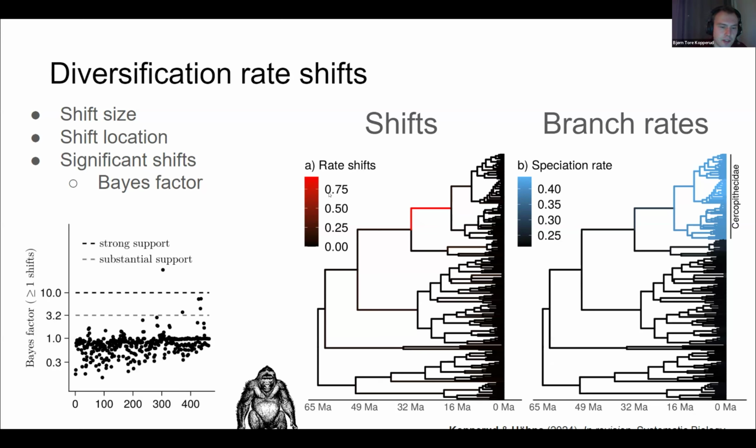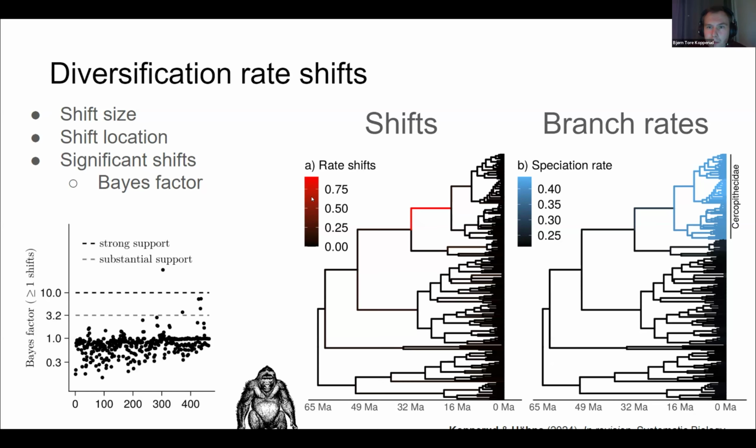And we can also calculate the statistical support for the shifts. On the left side, I have a scatter plot where on the y-axis is the Bayes factor, representing the relative support for there being at least one shift per branch. And on the x-axis are the branch indices. So in this case, on the primates tree, we had strong support for there being at least one shift on one particular branch. And that was the branch that led to the evolution of the Old World monkeys.